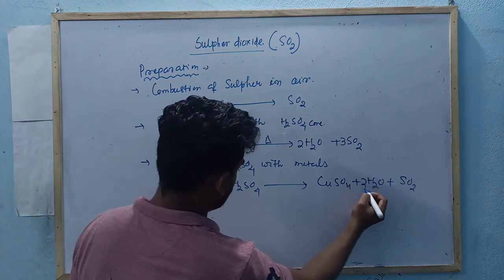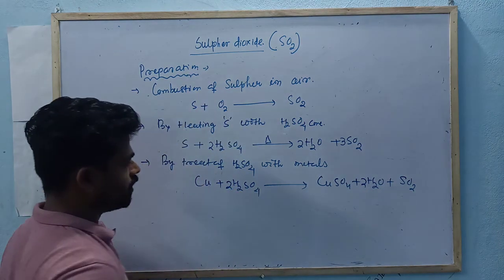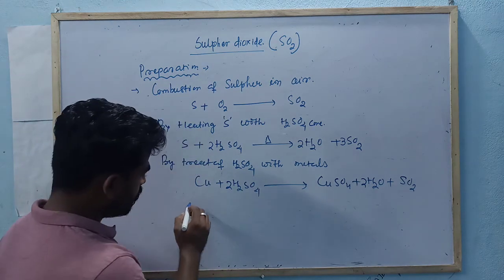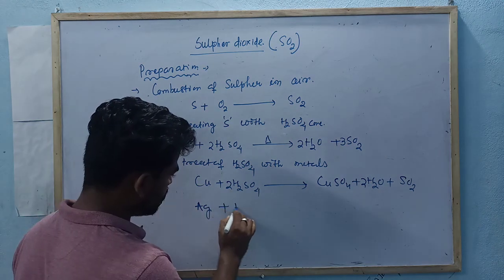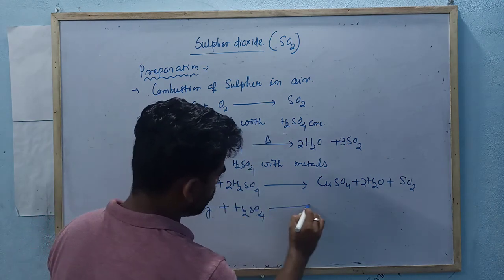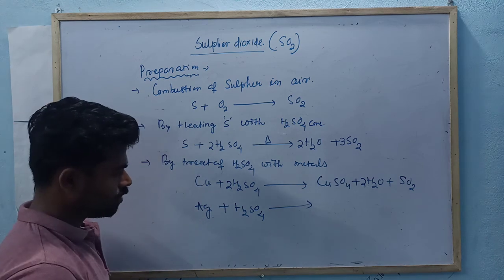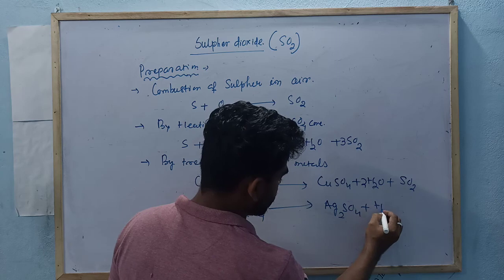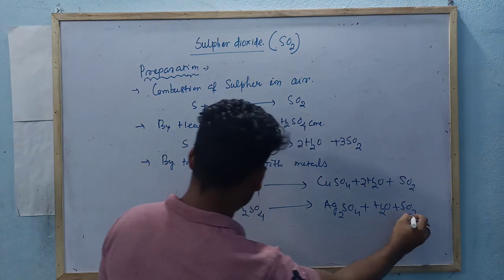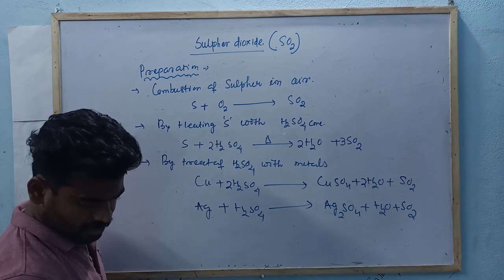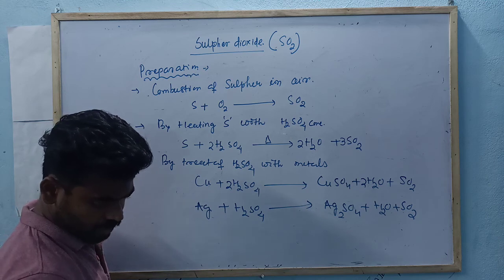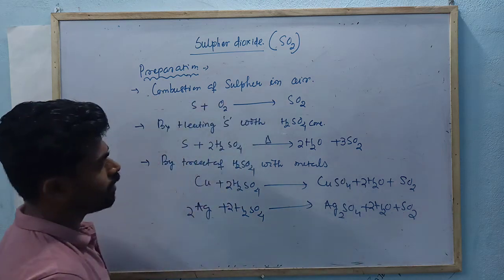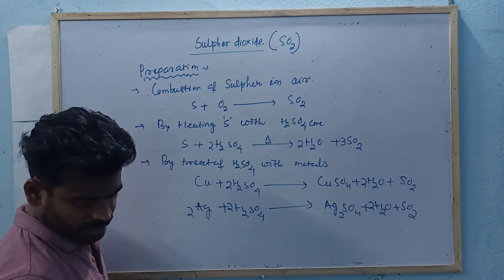Here 2H2SO4. Similarly, for silver, you may also write the reaction Ag plus H2SO4. It will give you Ag2SO4 plus again water plus SO2. If you balance the reaction over here, that will be 2 and here that is 2. So these are the methods of preparation.